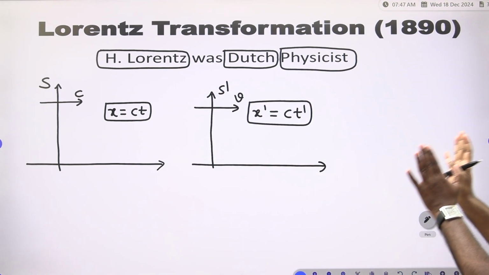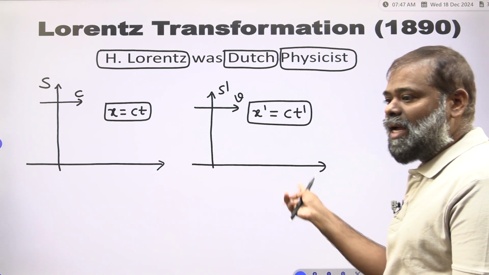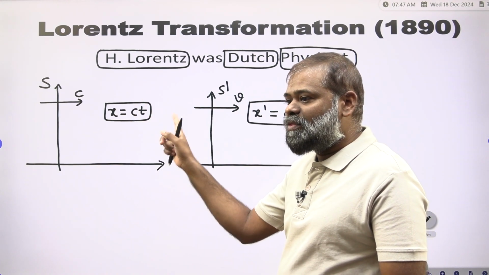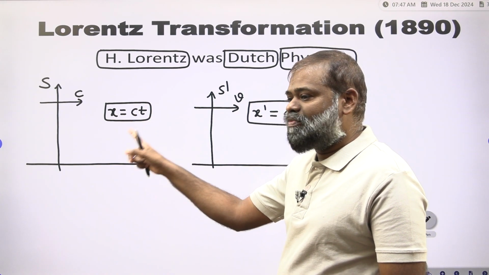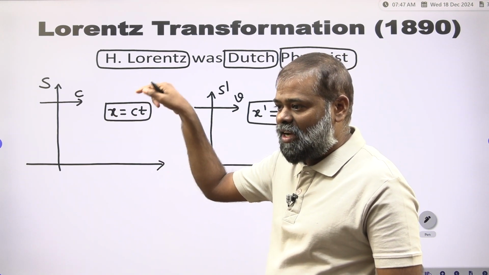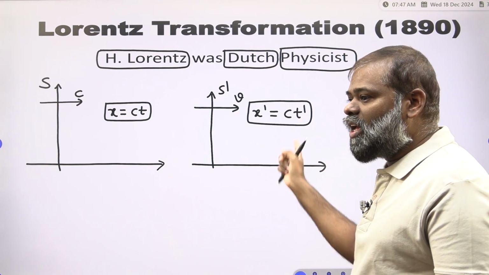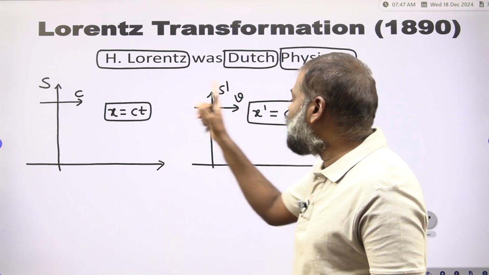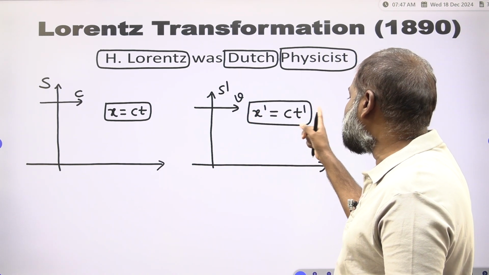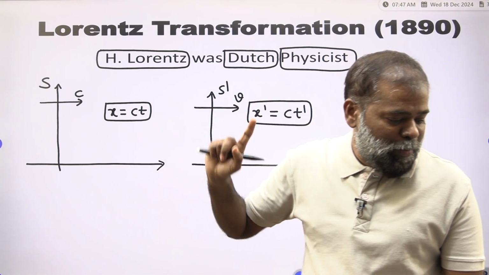Clear? So, for constructing the Lorentz transformations, we have to consider two frames. One frame is the S frame, moving with velocity c, that is the constant velocity. The S dash frame is moving along the S frame with velocity v. This is x dash is equal to ct dash, this position, and this one is the position.